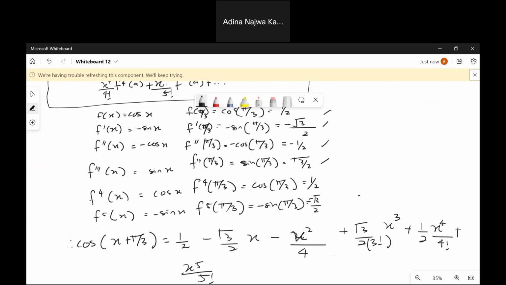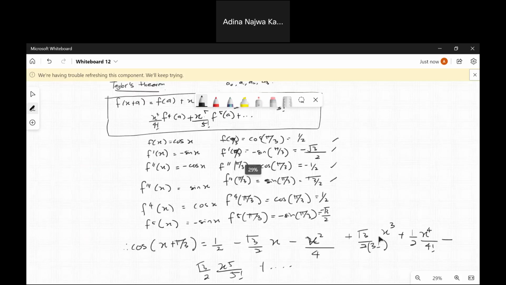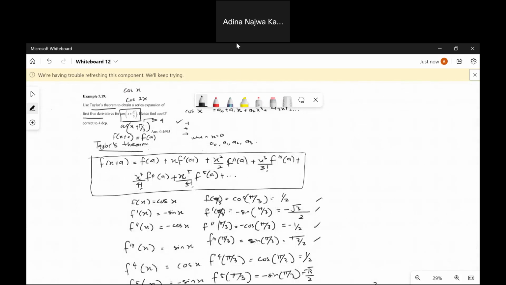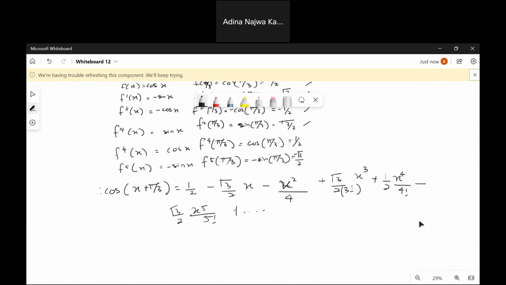So minus. Okay, so this is how you write. And then we have 3 over 2. Okay, please don't stop there. You have to write plus dot dot dot. So this is the expansion for cos of x plus pi over 3.